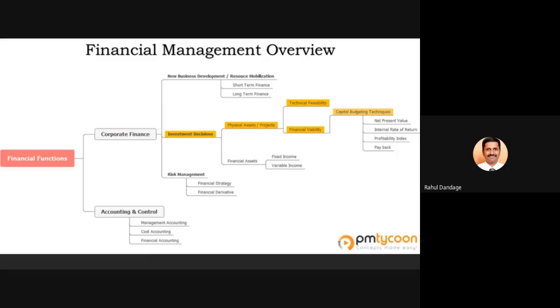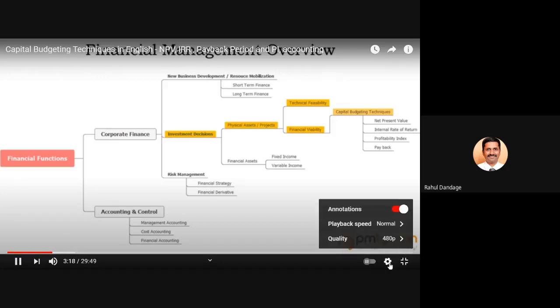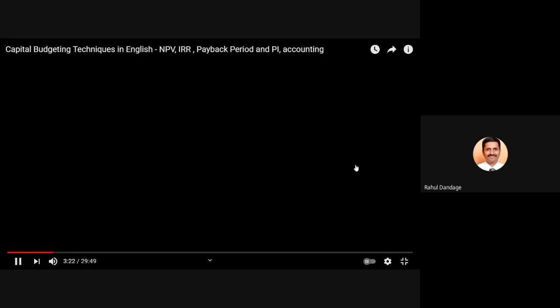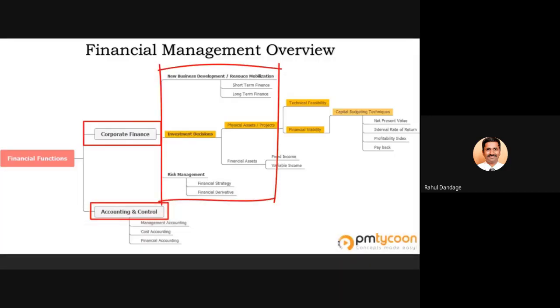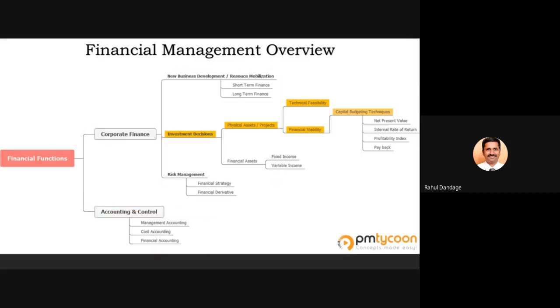So the financial management is primarily divided into two functions. One, corporate finance. Two, accounting and control. And these are further divided into sub-functions. Each function is a big subject in itself and would take hours, if not days, to learn about them. And our focus would be on capital budgeting. So I have highlighted them in yellow here. It falls under the corporate finance function, under investment decisions and under projects.